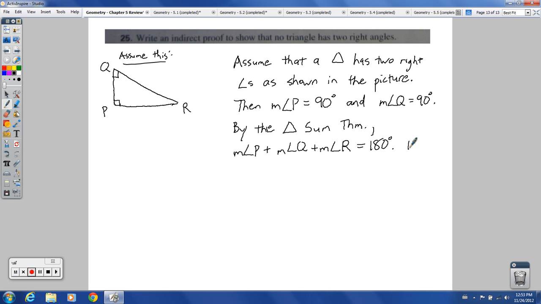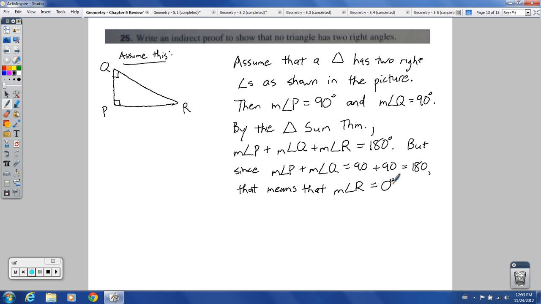But then we could say, but since the measure of angle P plus the measure of angle Q equals 90 plus 90, which equals 180, we would have to say that that means that the measure of angle R would equal 0. That has to be true. The only way to get 90 plus 90 plus something else equals 180 would be where this is 0. So the measure of angle R equals 0.